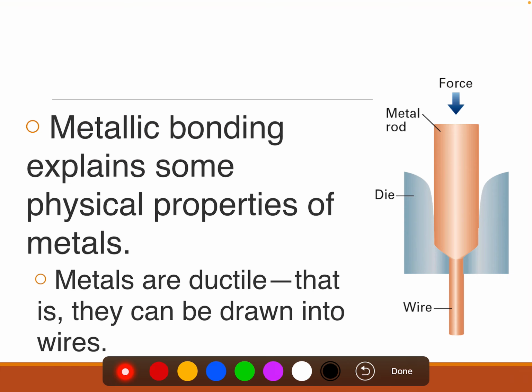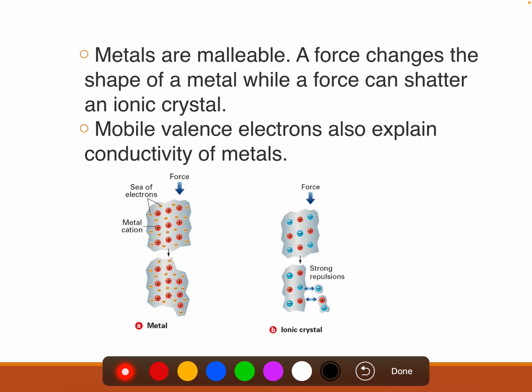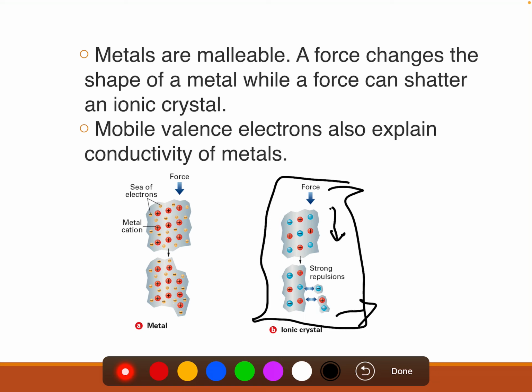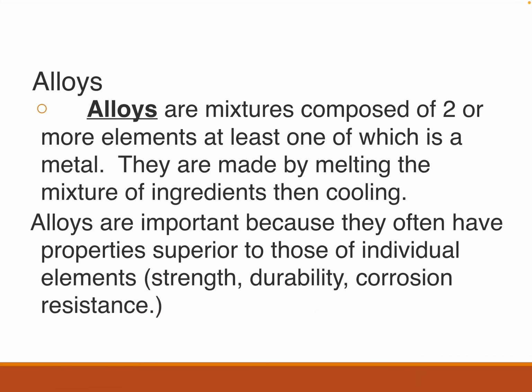So metallic bonding helps explain some of the properties. They're ductile, so they can be drawn into wires. We can hammer it out into sheets. They're malleable. This is because they don't have this really strong crystal structure. See, if we shove this down, the like charges are going to be by each other and they're going to break. Whereas with the metals, it's just a sea of electrons, so it just kind of does whatever. It goes with the flow.